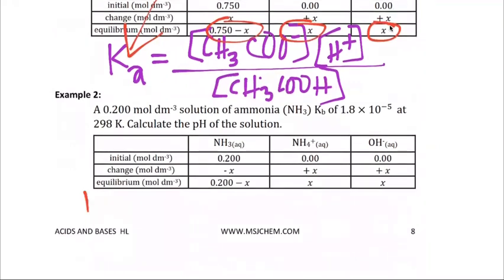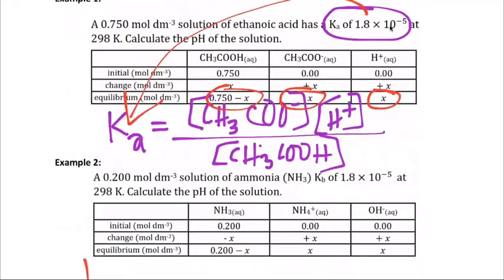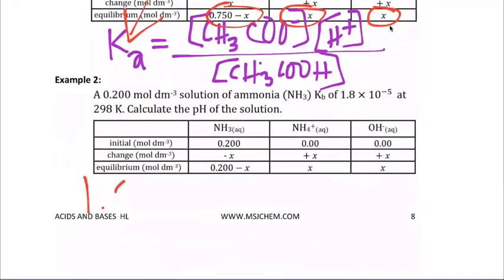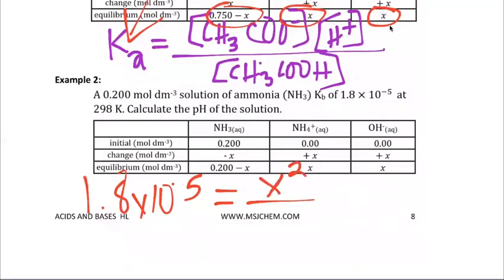I get, what was it? 1.8 times 10 to the negative 5th equals. And then the top, if you look at the top, they're both X's. So everybody can agree the top is going to be X squared because I have X for both products and they're being multiplied. So the top is X squared. The bottom is 0.750 minus X.